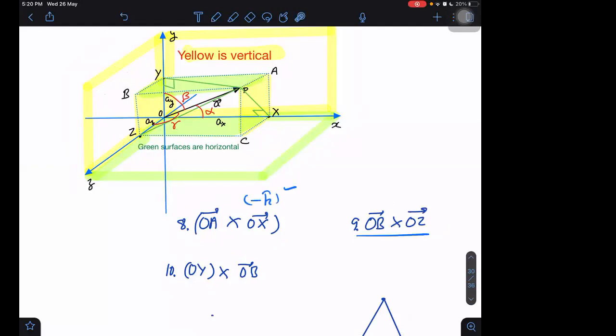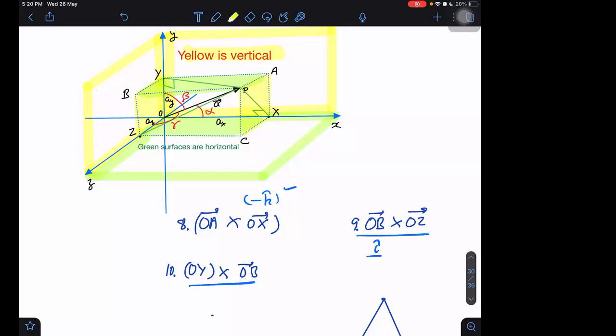Similarly, OB cross OZ. It will be along plus I cap. Exactly right. It is along plus I cap. What about OY cross OB? OY cross OB.